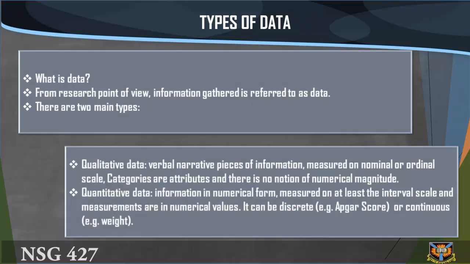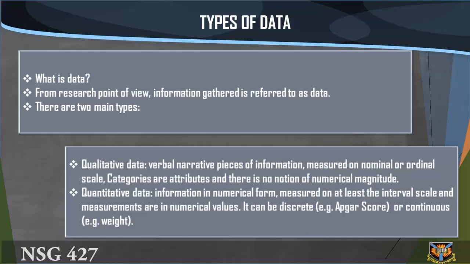Types of data. What is data? From the research point of view, information gathered is referred to as data. There are two main types. 1. Qualitative data. Verbal narrative pieces of information measured on nominal or ordinal scale, categories or attributes, and there is no notion of numerical magnitude. 2. Quantitative data. Information in numerical form measured on at least the interval scale, and measurements are in numerical values. It can be discrete or continuous.